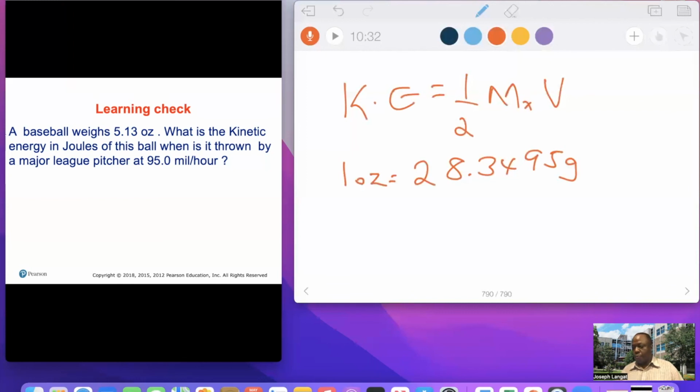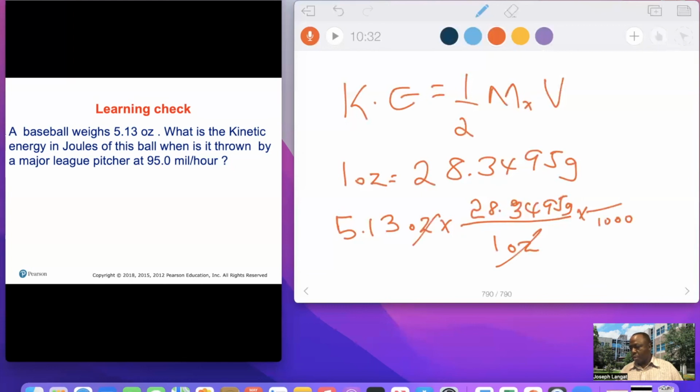So if we have 5.13 ounces times, we need to change these to grams, all right? Here's 28.3495 grams. This is 1 ounce, times 1,000, so that we end up with the unit of mass in kilogram.